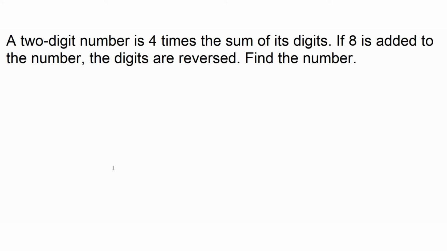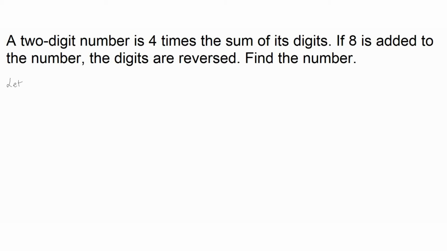A two-digit number is 4 times the sum of its digits. If 8 is added to the number, the digits are reversed. So a two-digit number is 4 times the sum of its digits. So let's see how to go about this particular question. Let the two digits be x and y.